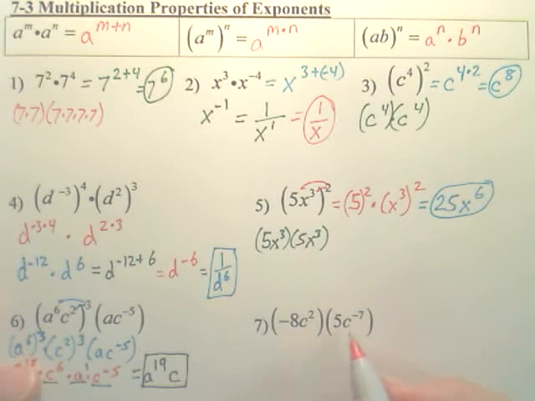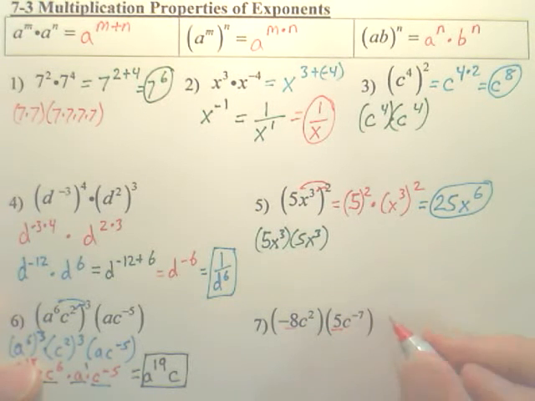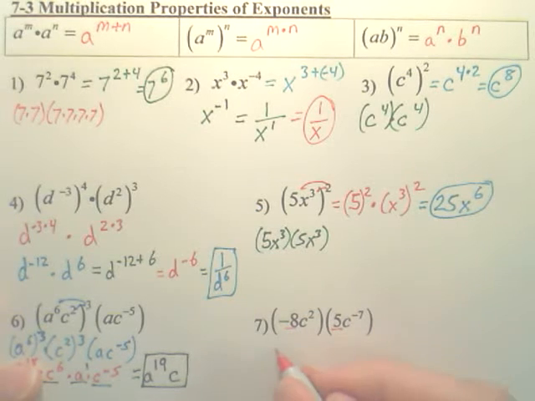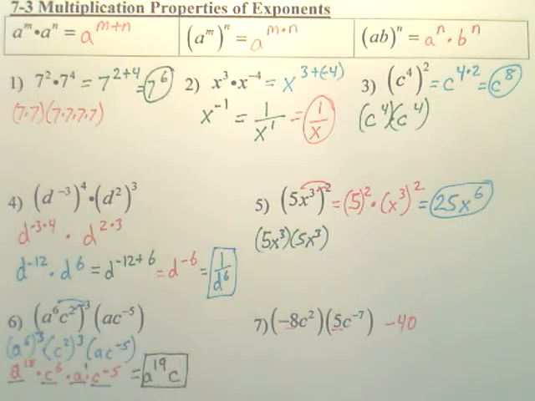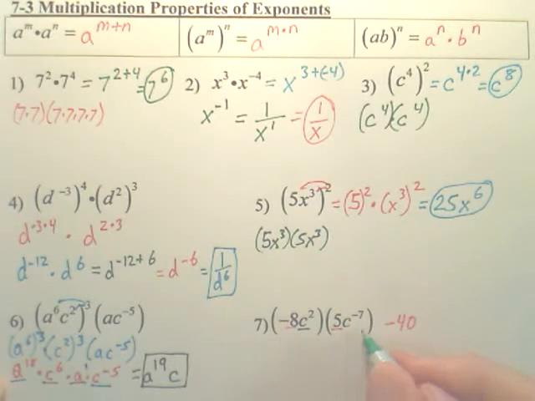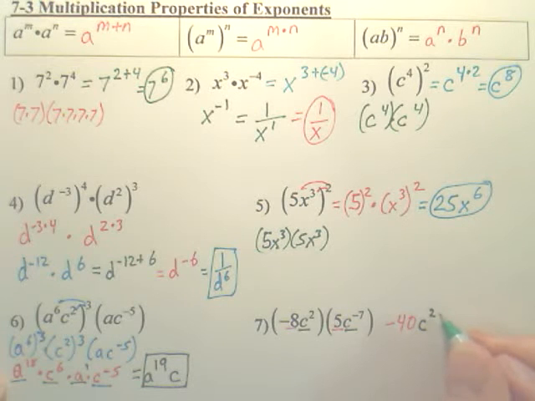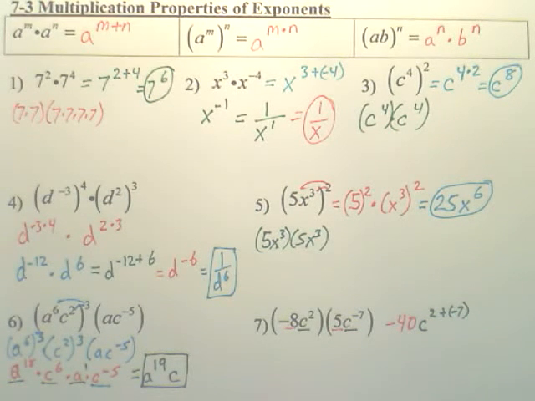Last problem. You have these two problems. Basically, your first thing you do is multiply these two front numbers. So negative 8 and 5 gives you negative 40. Then you're going to multiply these. When you multiply those, you add the powers. So you're going to have simply c to the 2 plus negative 7. You're going to add the powers.